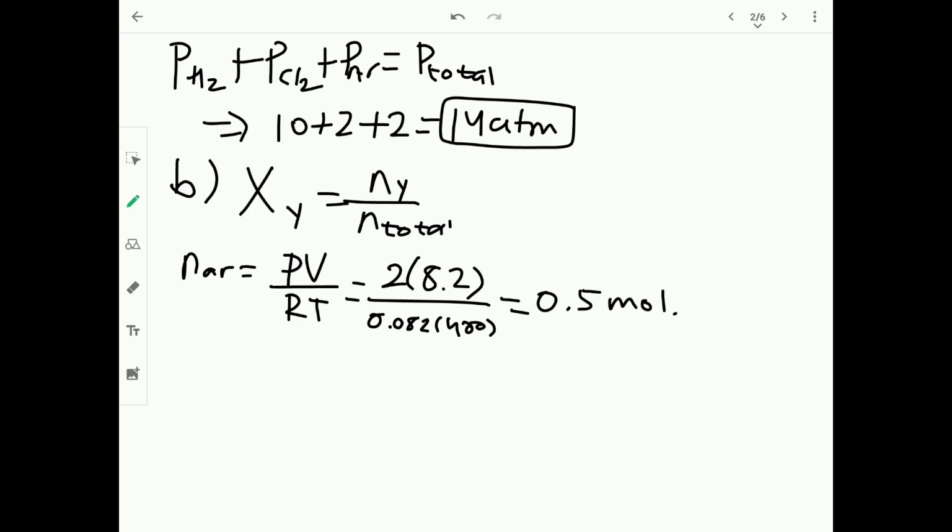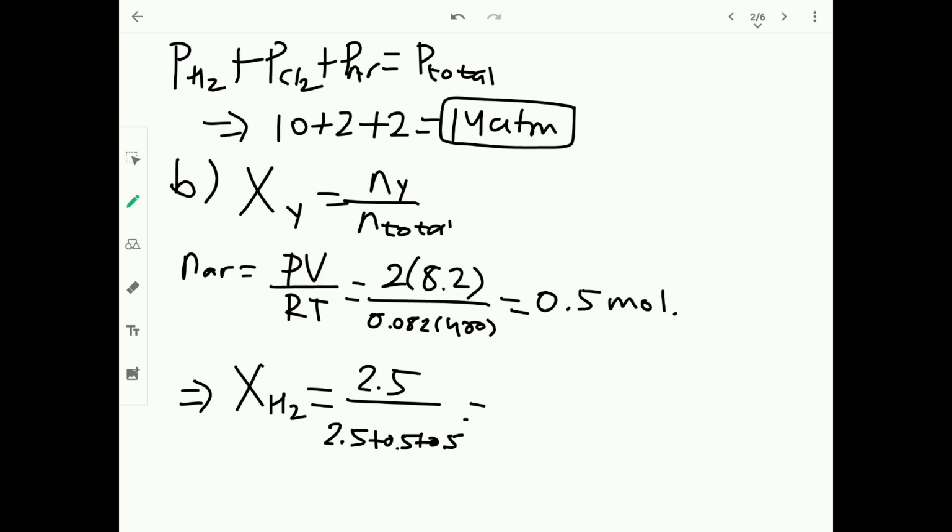Now that we have that, we can easily do X of H2, because they're asking us for the mole fraction of hydrogen, which is 2.5, because that's how many moles of hydrogen we have, over 2.5 plus 0.5 plus 0.5, which is 2.5 over 3.5, giving us an answer of around 0.714. That's the mole fraction of hydrogen.